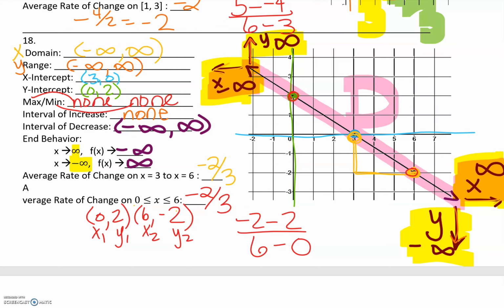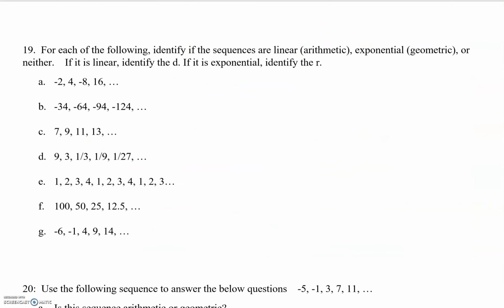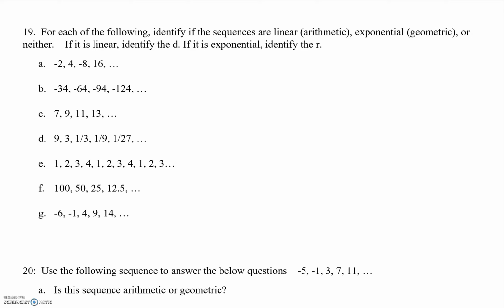Hello and welcome back to Unit 11 Day 5's review. So far we've talked about linear, exponential, quadratics. We've talked about what the graphs look like. We've talked about all these characteristics. So now let's move into identifying sequences.